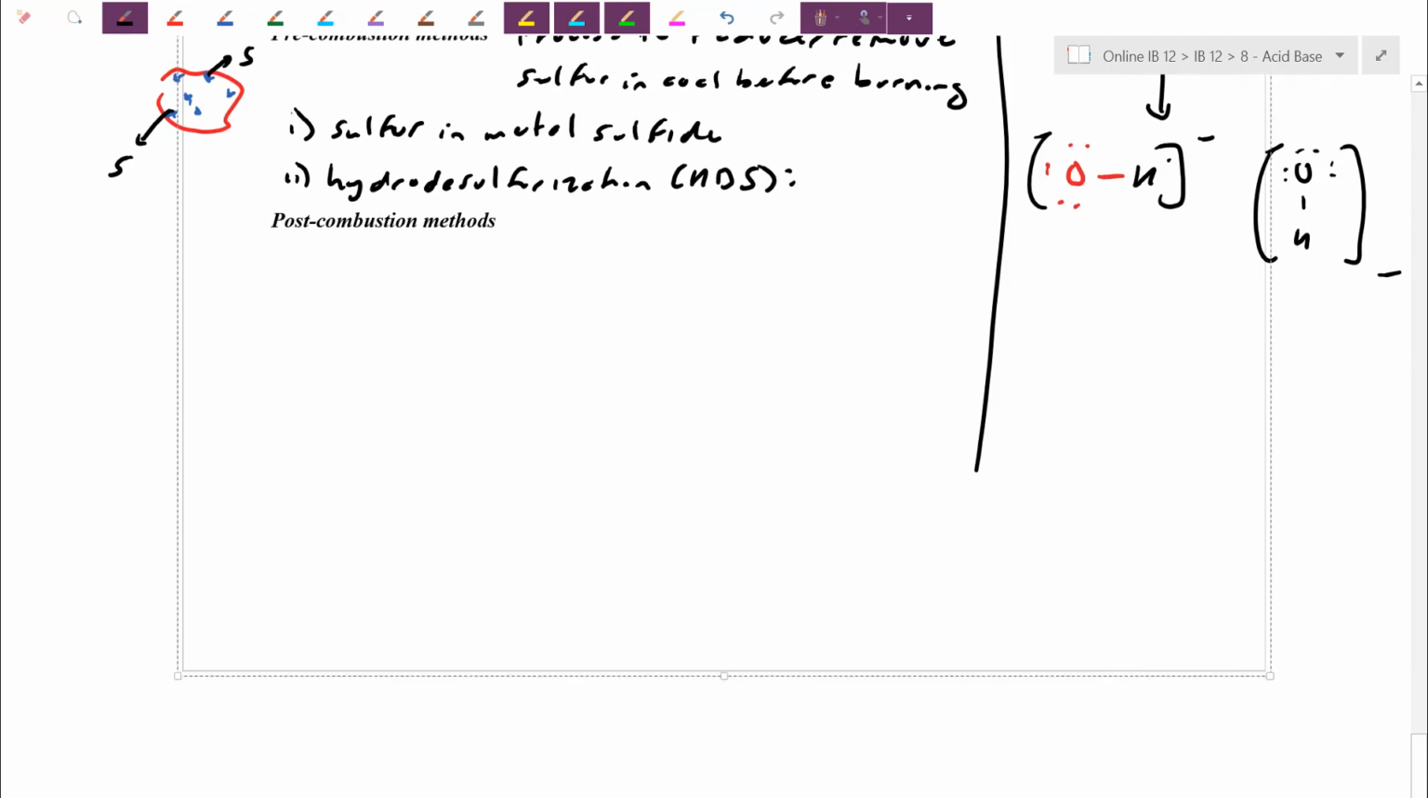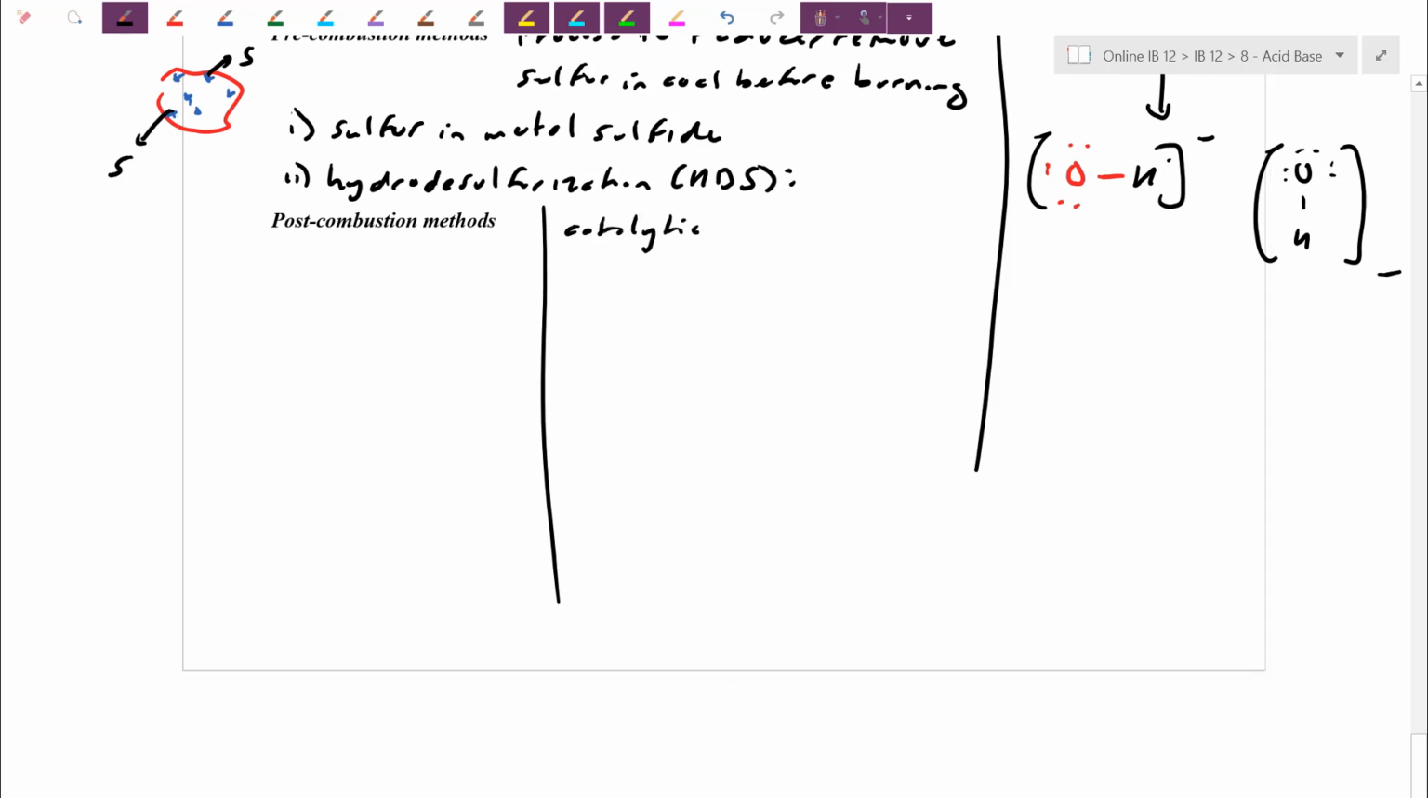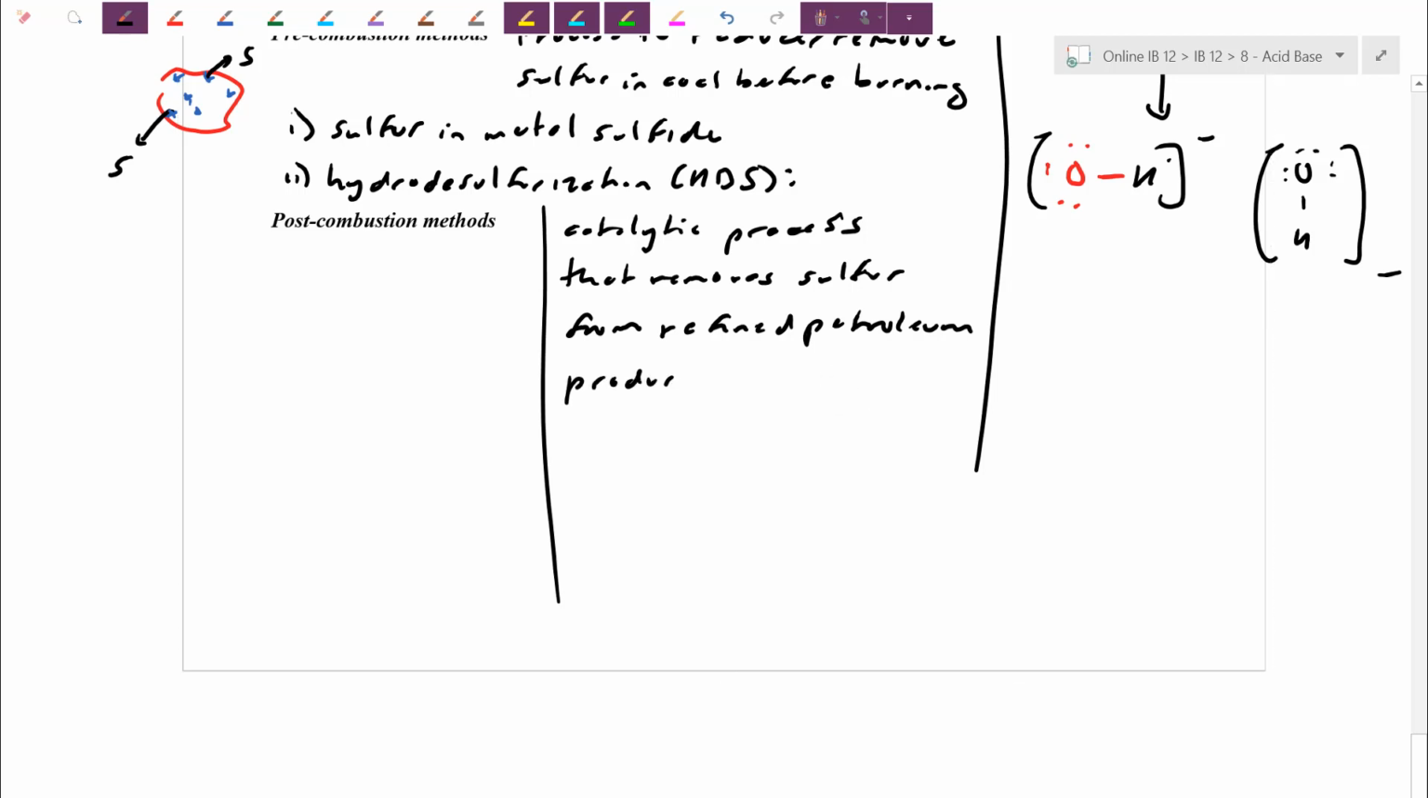This one involves a catalytic process. Most of your industrial processes have catalysts involved because we want to get the most bang for our buck. We want to have the reaction rate fast. Catalysts sometimes also control how the reaction occurs as well. So this is a catalytic process that removes sulfur from refined petroleum products. So not only are we burning natural gases, usually we burn petroleum products as well.